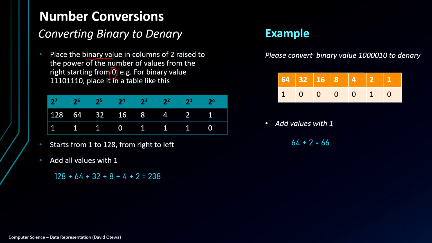For the binary value 110000011110, basically what it says is we need to put them in columns, right? The first column we need to raise, starting from 0. So 2 raised to power 0 is 1. 2 raised to 1 is 2. 2 raised to 2 is 4. So we continue like that up to the end. It can even go up to 2 raised to 10.